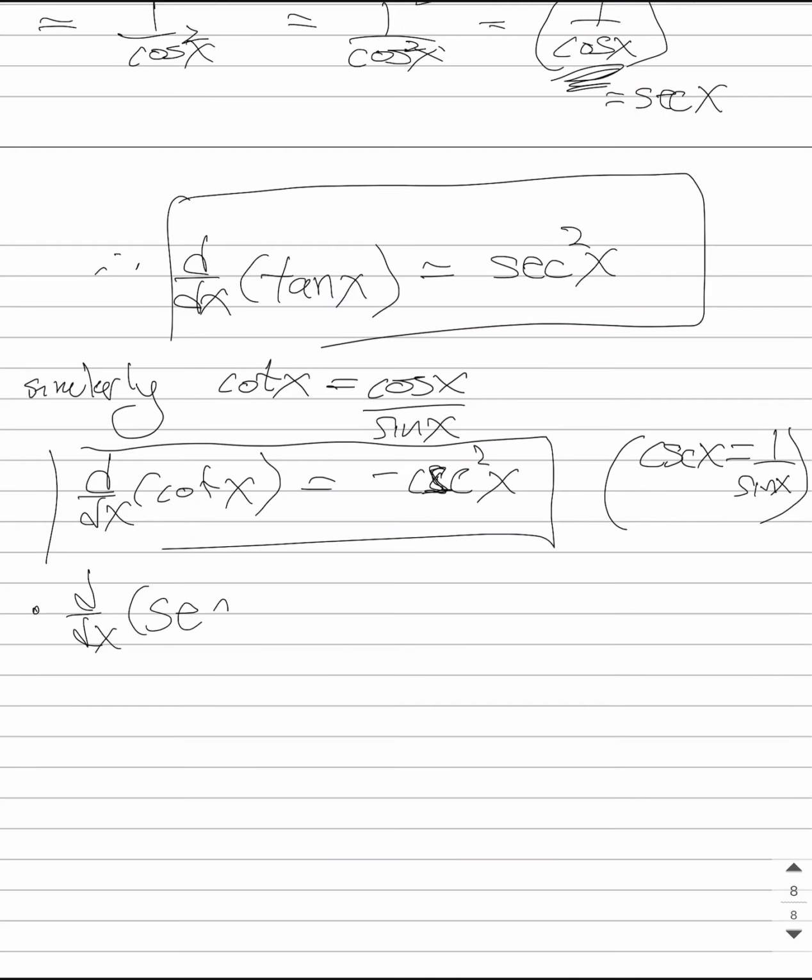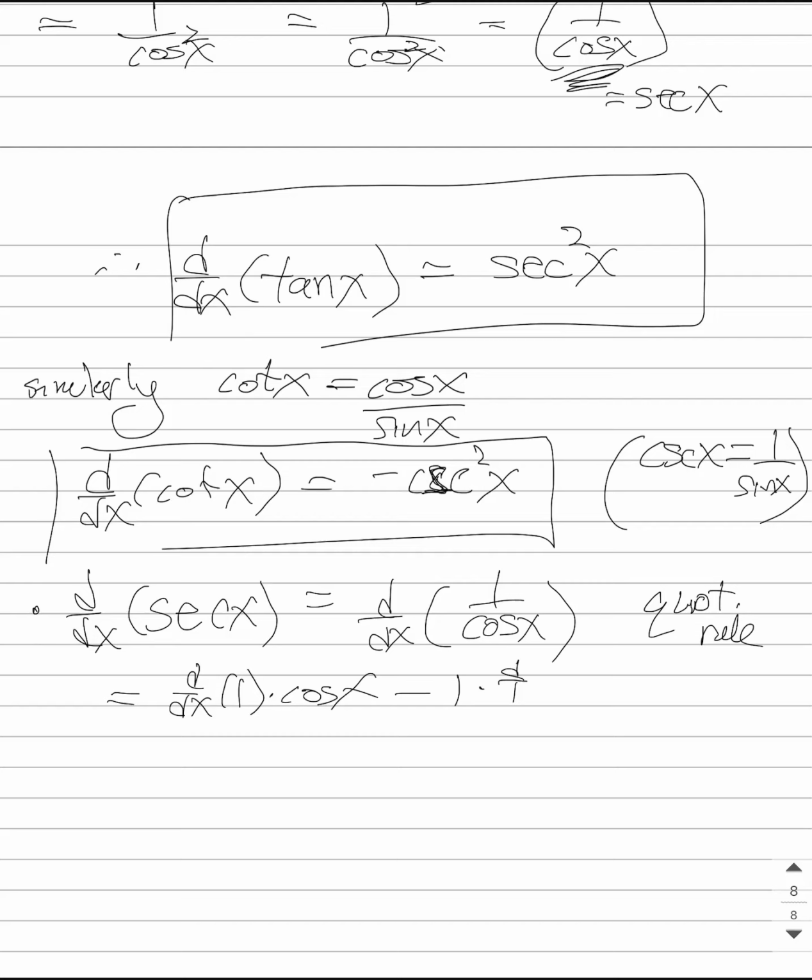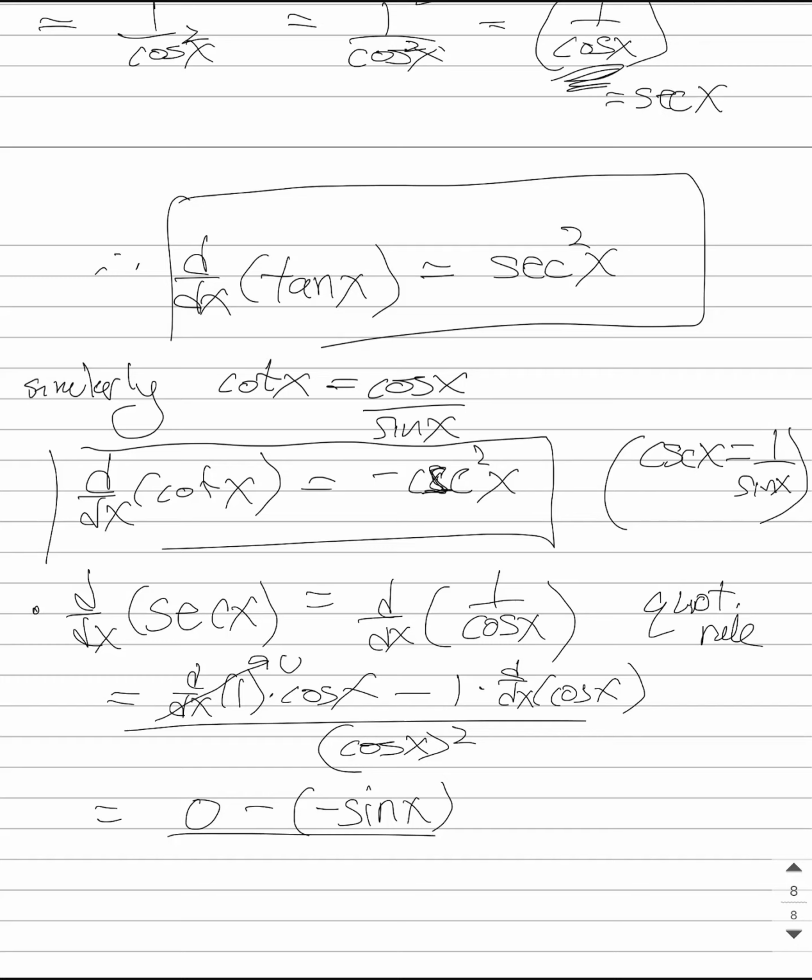If I was asked about the derivative of secant, I just showed you a moment ago that this is 1 over cos. So again, we use the quotient rule. Derivative of the top times the bottom, subtract the top times the derivative of the bottom, all over the bottom function squared. What's convenient here is that the derivative of 1 is 0. So I'll get 0 subtract negative sine of x over cosine squared of x. So this is sine x over cos squared x.